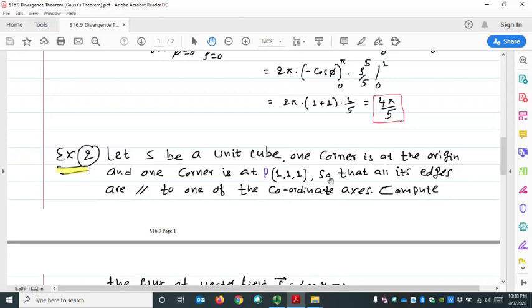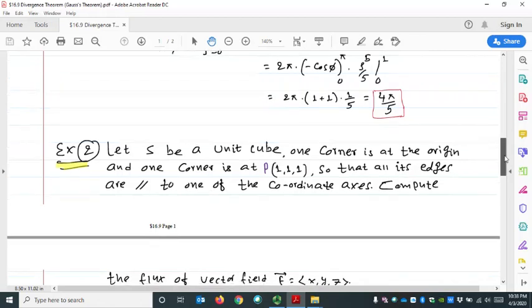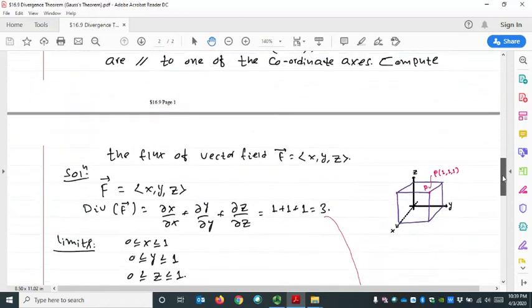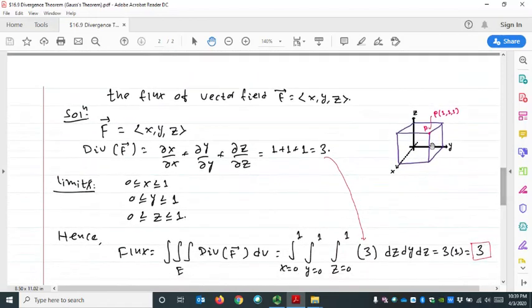One corner is at the origin and one corner is at the point P (1, 1, 1), so that all its edges are parallel to one of the coordinate axes. Then, let me scroll down, compute the flux of vector field F. So I sketch the cube here. So the point P is (1, 1, 1).